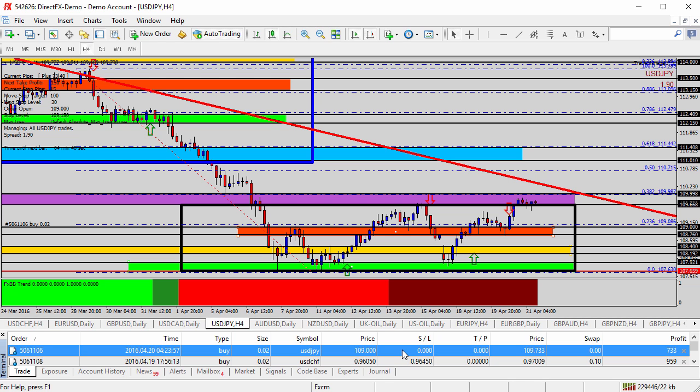109 was the buy price. We're at 73 pips of profit at the current moment. Seeing a little bit more than that, not much more, a little bit more than that here, but come back down towards the 109.65 level.